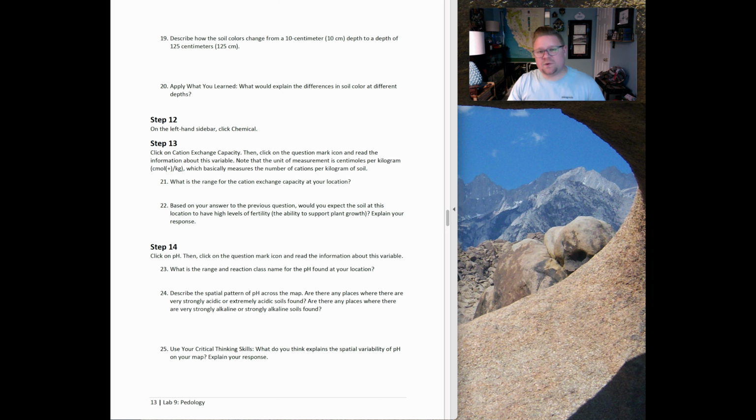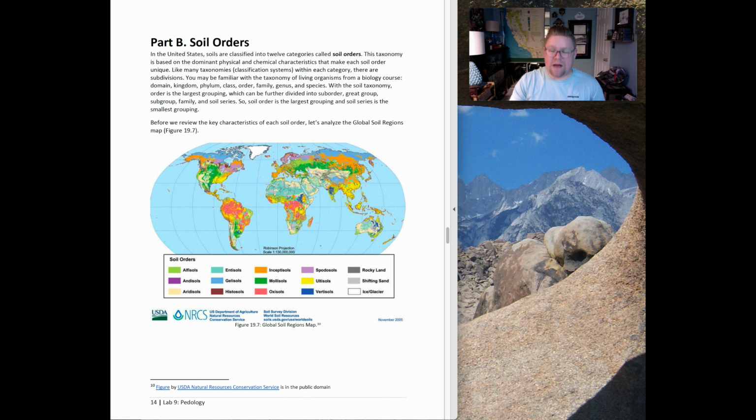Now, the last question here, question 25, says, by using your critical thinking skills, what do you think explains the spatial variability of pH on the map that you've observed? Why do you see such variability between the left and the right on your pH scale? And be sure to describe your response. That being said, we wrap up part A.